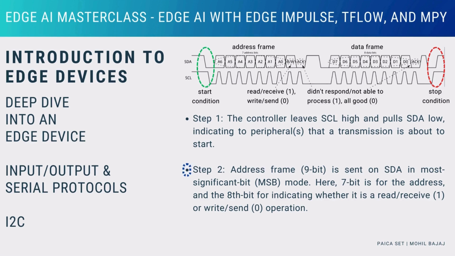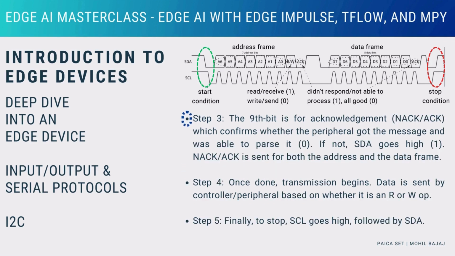In the second step, the controller sends the address of the device it wishes to communicate with in MSB mode, followed by a bit indicating whether it wants to read or write data. This address frame is 9 bits, with 7 bits for the address and the 8th bit for the read or write indication. A 1 denotes a read or receive operation, and a 0 on the bit indicates a write or send operation.